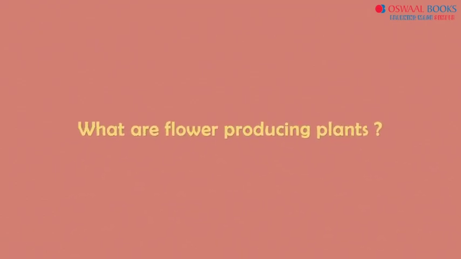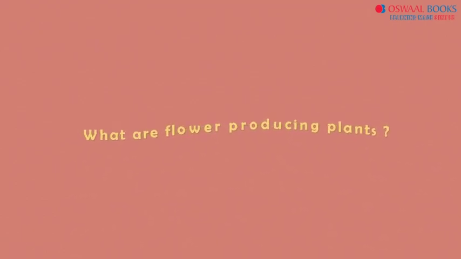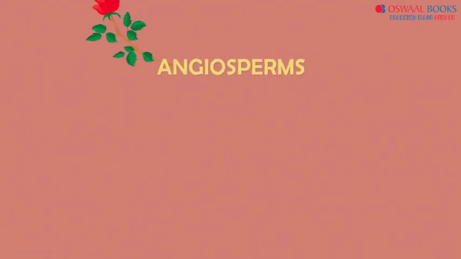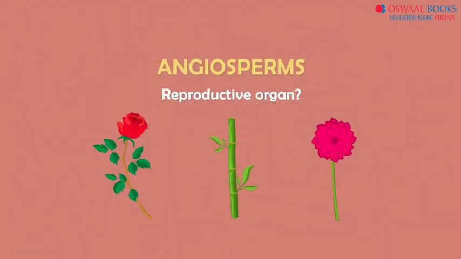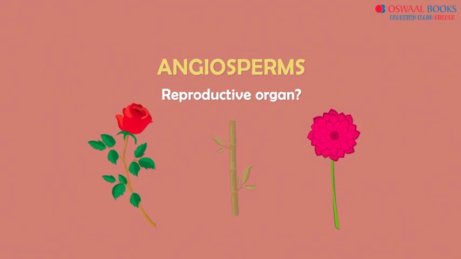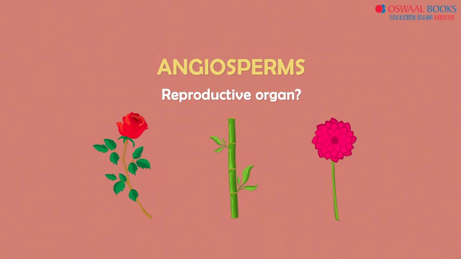Reproduction 12, Sexual Reproduction in Flowering Plants. What are flower-producing plants called? Do you remember the term used for them? Angiosperms, that's right. And what is the reproductive organ of the plant? The flower is the reproductive organ of the plant, and in this lesson, we will study its parts in detail.